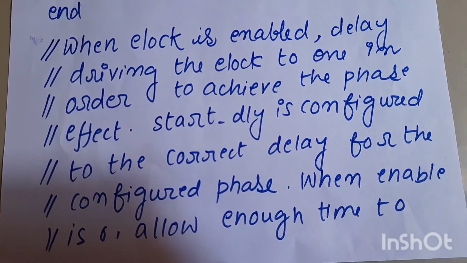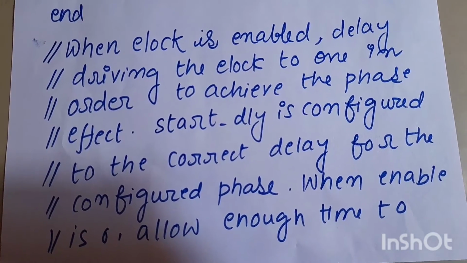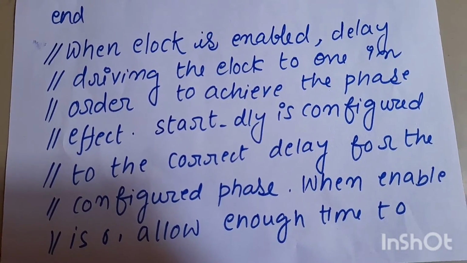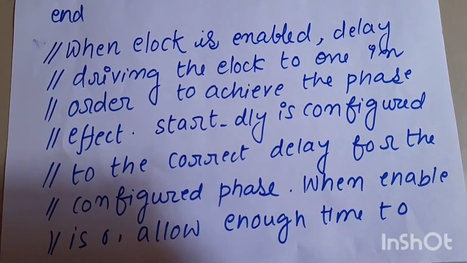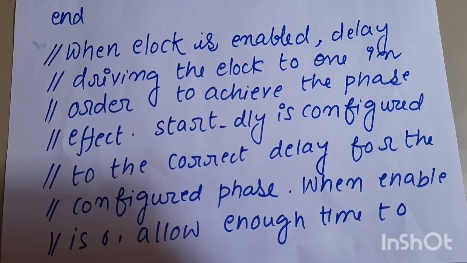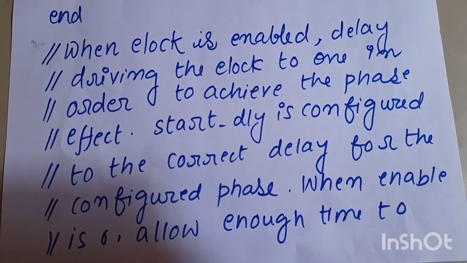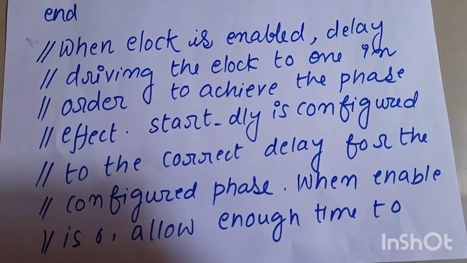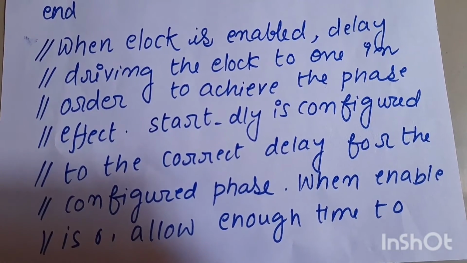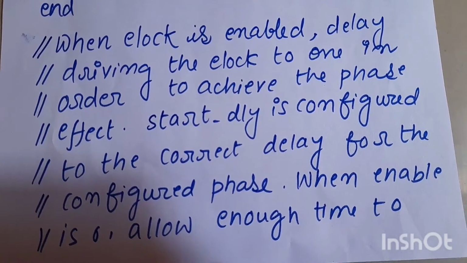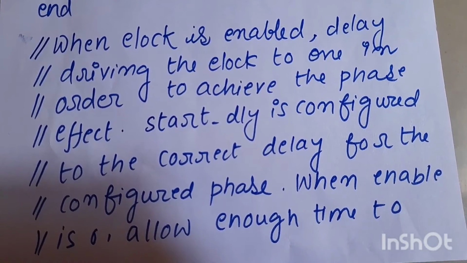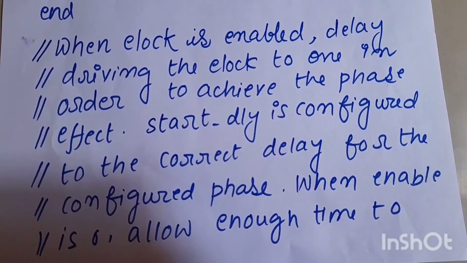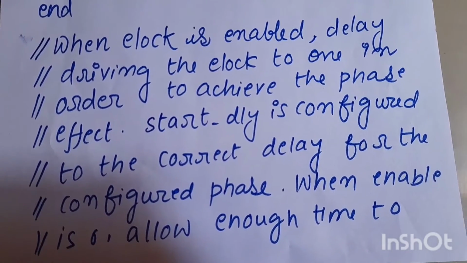So I have put the comments which say when the clock is enabled, जब clock enable होगा, delay driving the clock to 1 in order to achieve the phase effect. So हम delay provide करेंगे clock को, जिससे कि हमें particular phase effect मिले. The start delay is configured to the correct delay for the configured phase. Start delay को हम calculate करते हैं based on the phase parameter, और वो correct delay होता है for a particular phase.